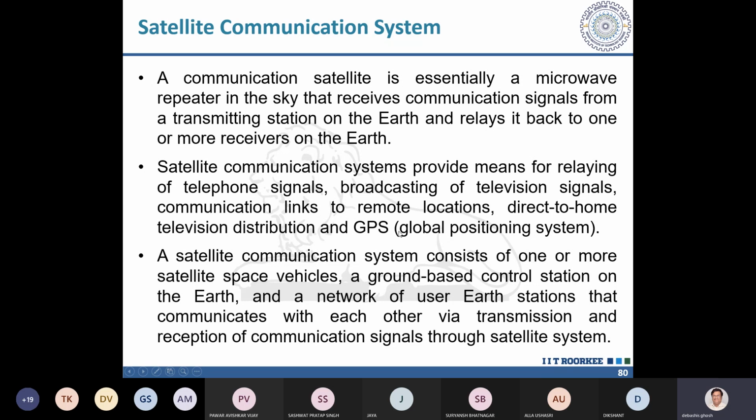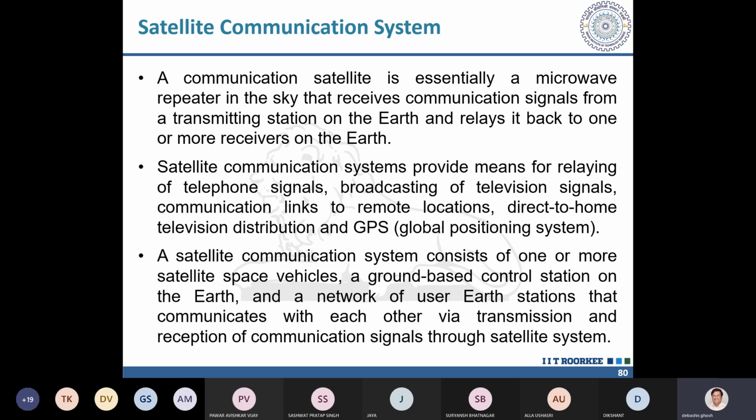And one thing that we use very frequently nowadays is the GPS, Global Positioning System. When you are traveling, you use GPS for locating your route, isn't it? You switch on your GPS and it tells you in which direction you have to go, because it uses the satellite to find out your position, and accordingly gives you the direction. These are all based on satellite communication.